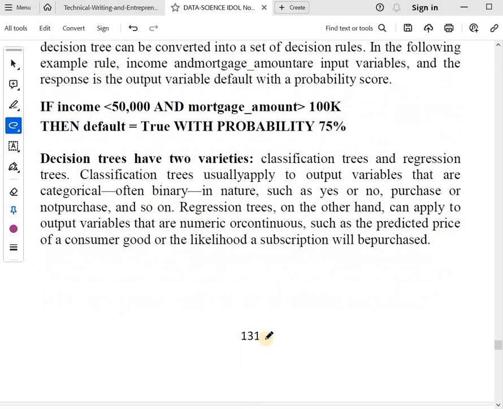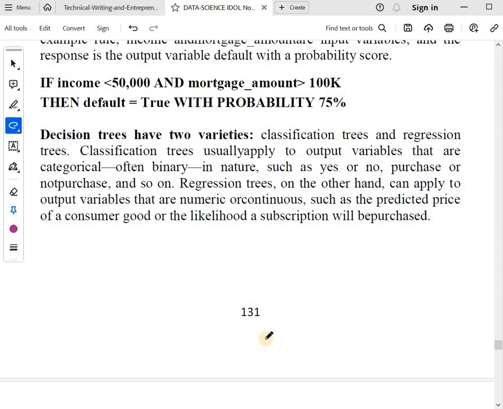Now, decision trees can have two varieties. One is classification trees, the other is regression trees. Classification trees are used when output variables are categorical, generally binary in nature. Yes or no. The customer will purchase or not purchase. The loan should be approved or not approved. Things like that. Classification trees.